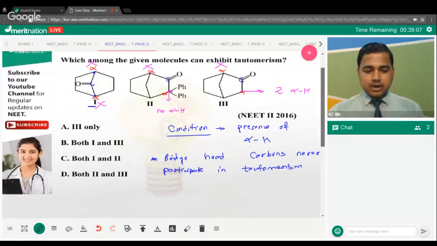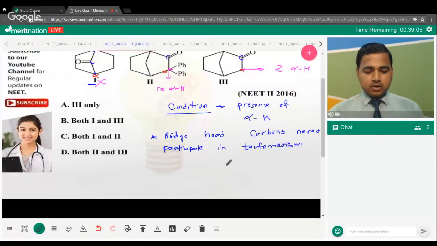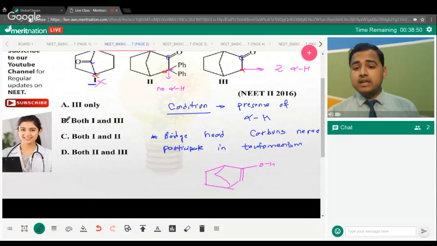And that product looks something like this. These are the two bridgehead bonds, and this will be the OH, and there will be a double bond like this. So the correct answer is only 3. The correct answer is option A.